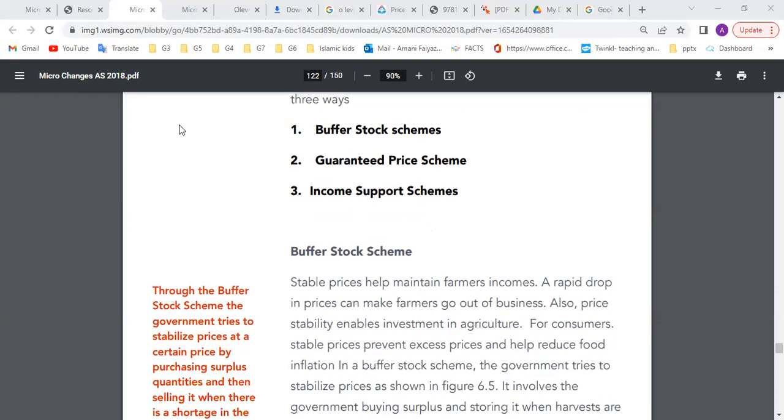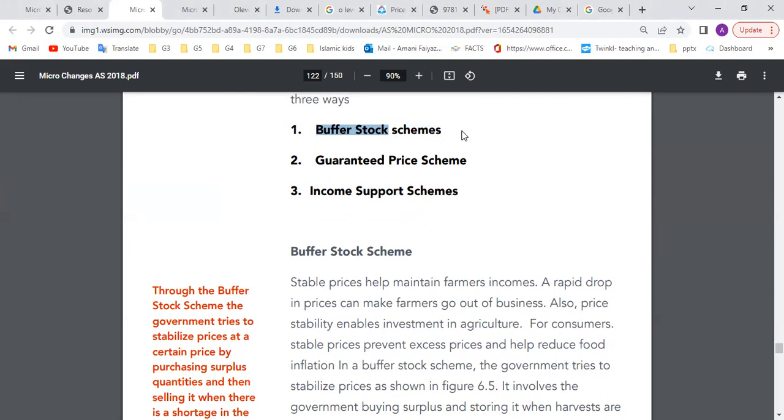I want you to write a few things down. First of all, I want you to define buffer stock scheme in your own words. What is a buffer stock? I'm just talking about a buffer stock right now. A buffer stock is a reserve of a commodity.